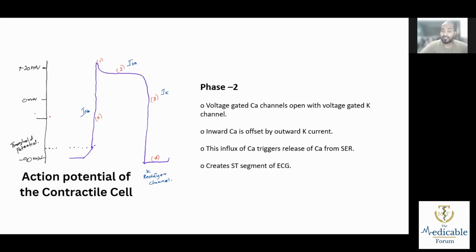Phase 2 is where voltage gated calcium channels open while the voltage gated potassium channels are there. So this current is offset and it maintains a plateau. During this plateau, the main idea is to get as much calcium as possible, because this calcium is needed for the contraction. So this influx of calcium triggers the release of calcium from the smooth endoplasmic reticulum, and this is the part which creates the ST segment of the ECG. So this one creates the QRS, and this creates the ST segment of the ECG.